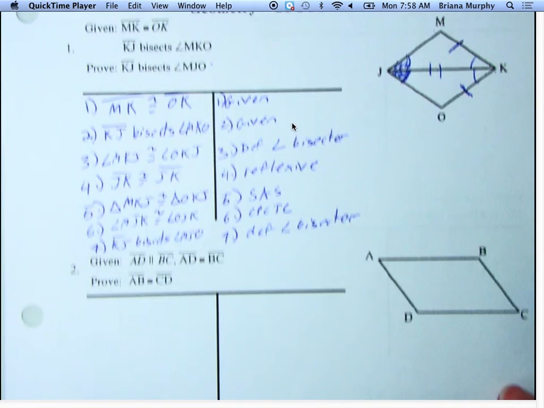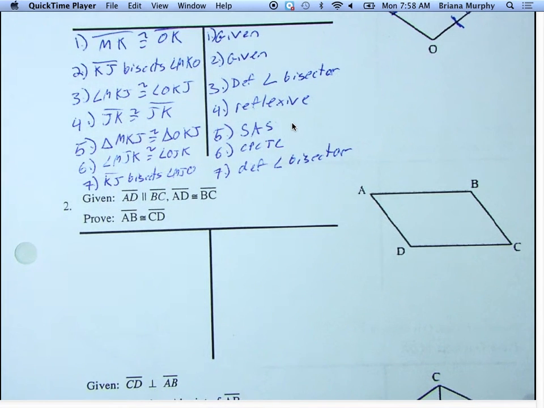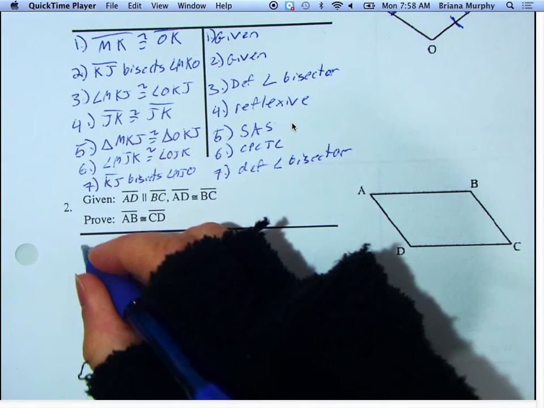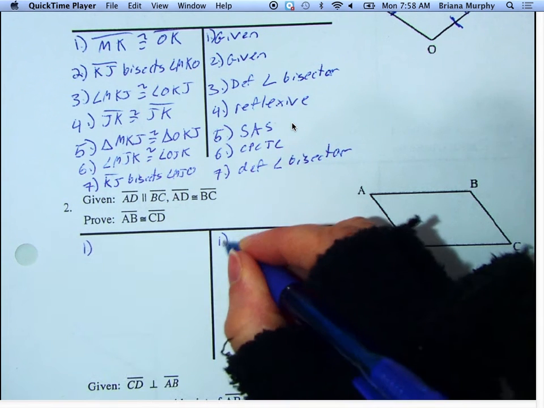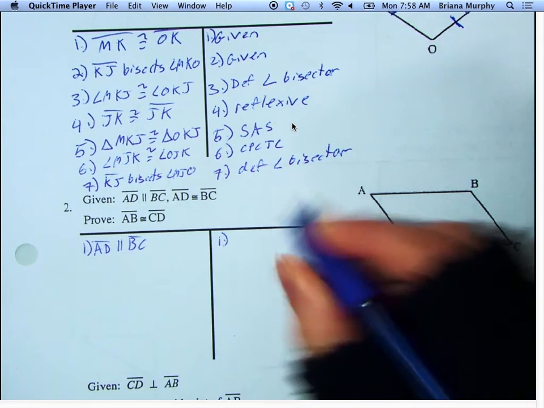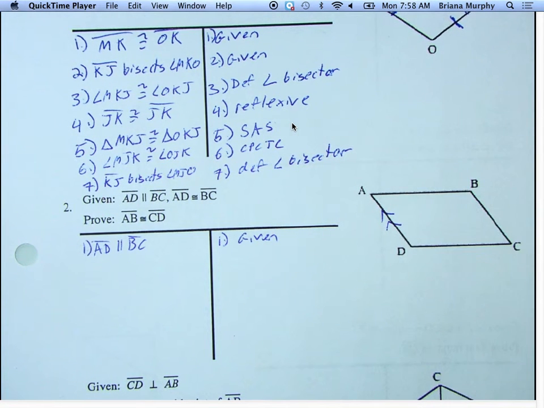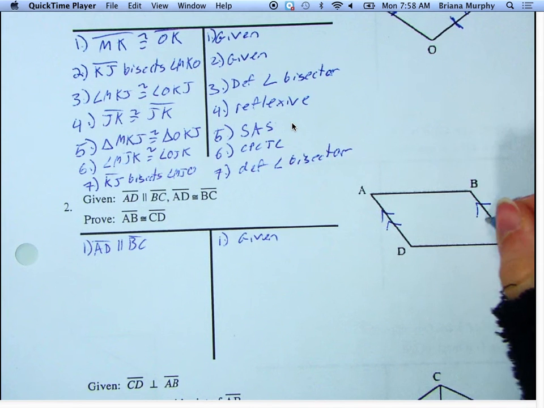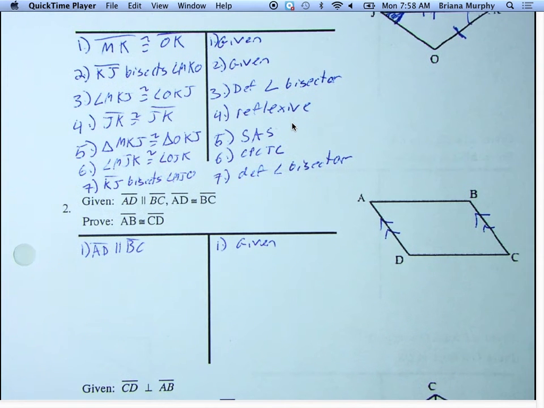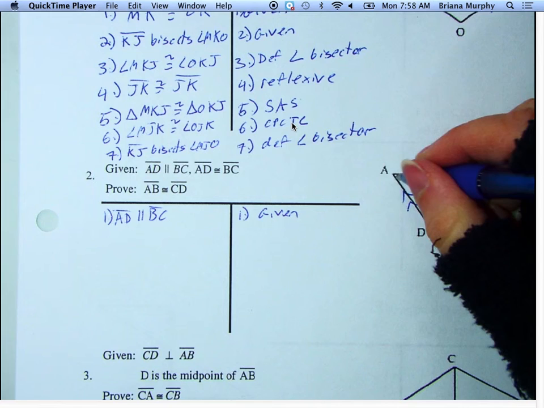Okay, I'm going to give you a second to try. No, I'm going to do number 2, and then I'll let you try number 3, okay? All right, so first thing I do is write down my first given, right? AD is parallel to BC, given. Okay, so what does that mean? AD parallel to BC. We don't have a triangle here. I'm going to assume that when this was printed off, it did not copy the line. So please draw this in. This is a typo. A to C.